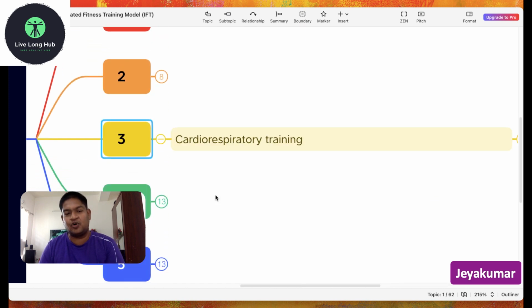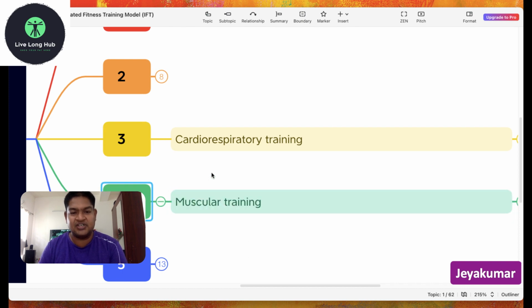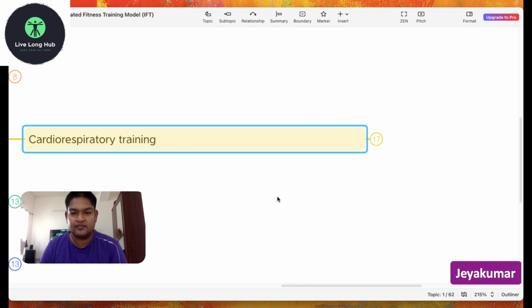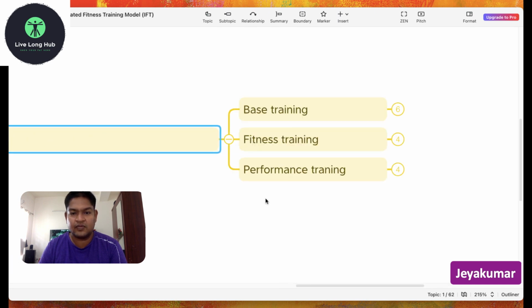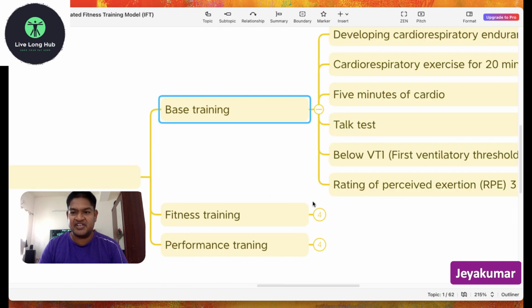So the IFT model has two types of training in it. One is cardiorespiratory training and the second is muscular training. Now we'll see what cardiorespiratory training is. Here you have three levels. It starts from base, then fitness, and then performance. So let's start with base training.